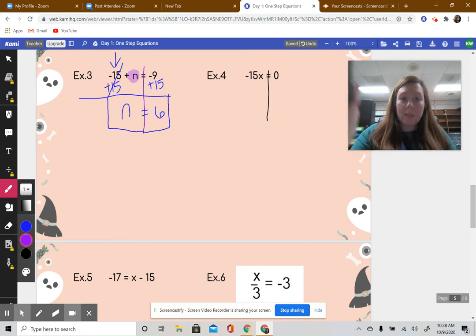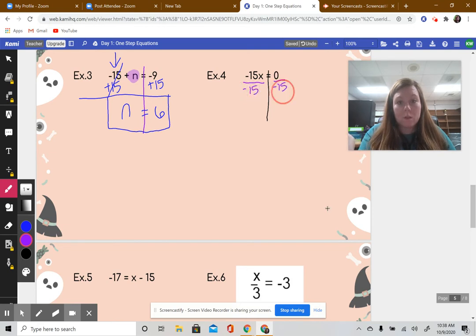Now, this one is kind of like example number 2. This one says negative 15 times x. So what's the opposite of multiplying by negative 15? The opposite would be dividing by negative 15. Whatever I do to one side, I also have to do to the other. This goes away. Now, 0 divided by negative 15. 0.